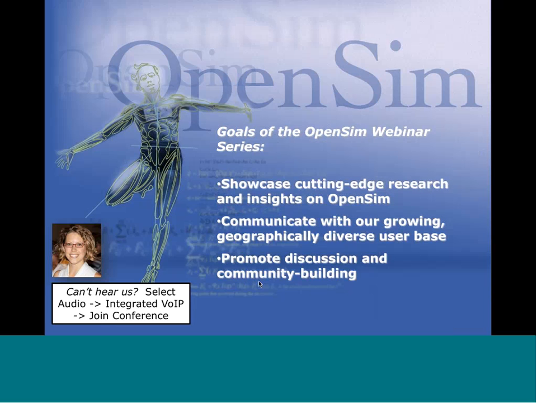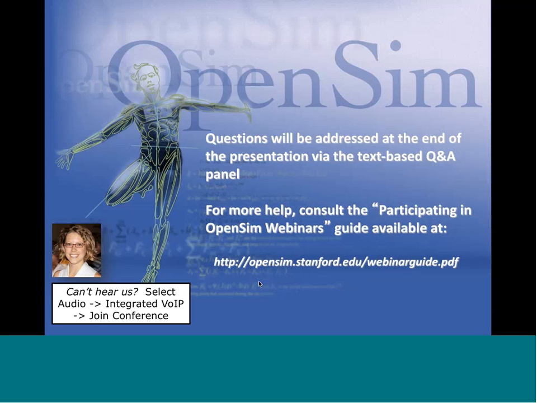Before we get started, a little bit about OpenSim in case you're new to the project. OpenSim is a freely available software application for visualizing musculoskeletal structures and simulating movements of humans and animals. The first goal of our webinar series is to showcase the variety of cutting-edge research that's being performed with OpenSim. OpenSim is also a large and geographically diverse community of users, so the second goal of our webinar series is to provide an easy platform for the OpenSim community to communicate and collaborate and share some of the best practices and tips like Jenny's going to do today.